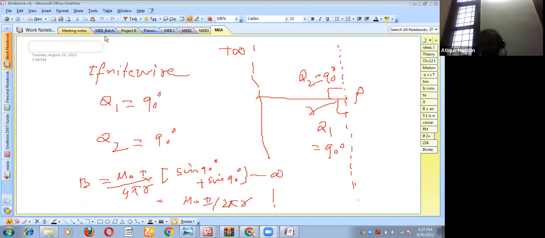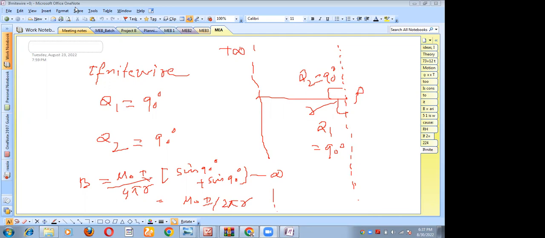Continue that. Then we will do some questions based on the applications of Biot-Savart law.